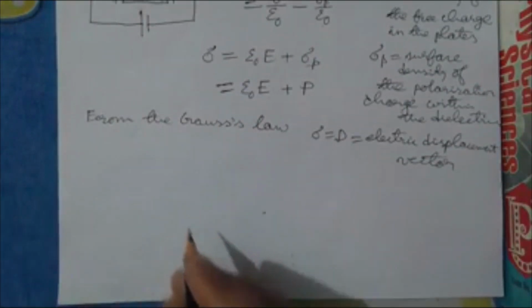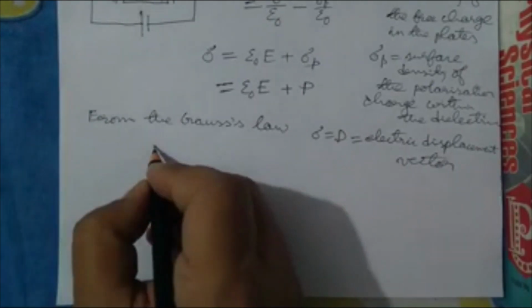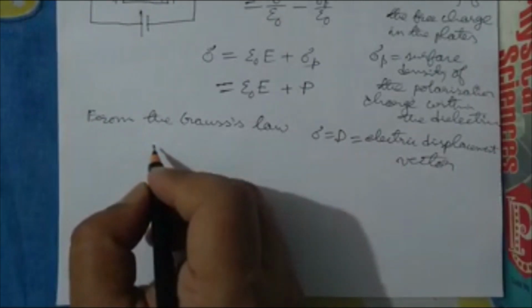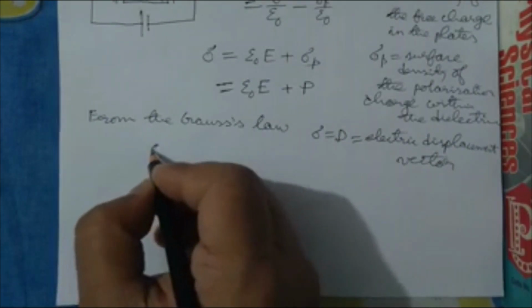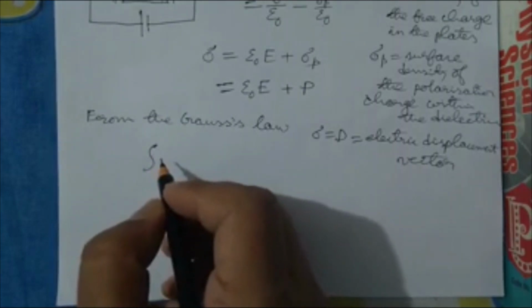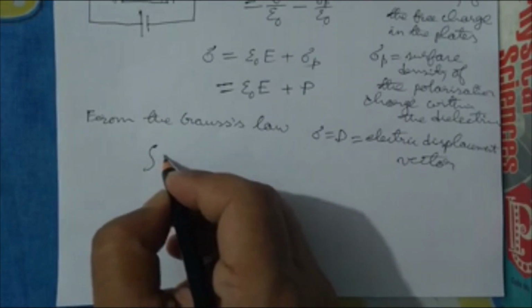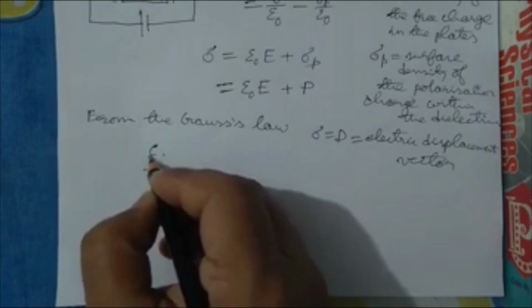Electric displacement vector. What is this? How do we get it from Gauss's law? What is Gauss's law? You have studied it in class 11, 12, I am sure. Plus I had done it in the Maxwell's laws just before the holiday. That is, what is Gauss's law?